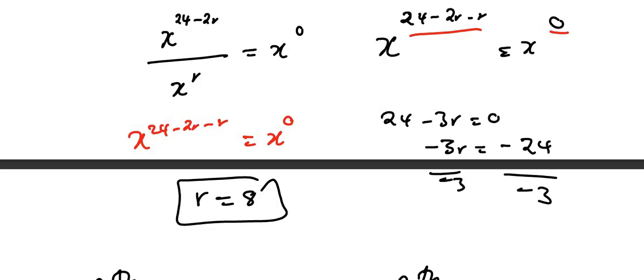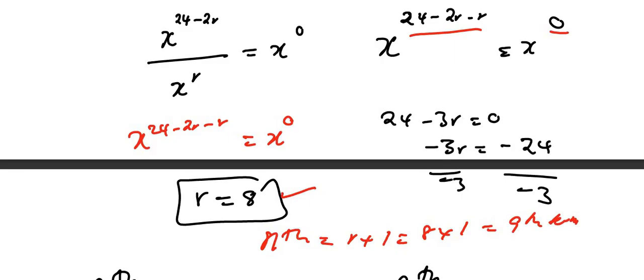When you solve it, that's how we got our r to be 8, meaning the nth term is the 9th term, because the nth term is r plus 1. So the answer here has to be 8, meaning it's the 9th term. It's the one that's independent of x.